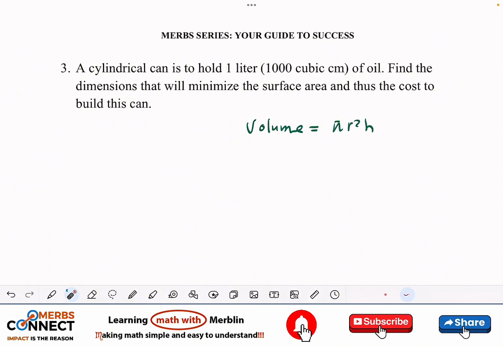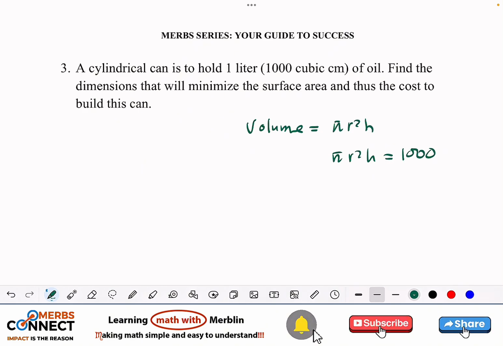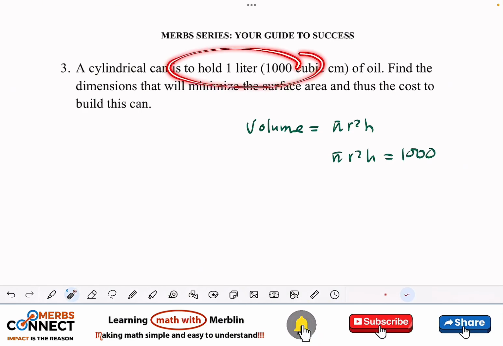A cylindrical can is to hold 1 liter, which is 1000 cubic centimeters, of oil. Fine. So this is the volume that the cylinder can hold. So now I can say that pi r squared h is equal to 1000, because we are talking about the volume here. Now we want to find the dimensions that will minimize the surface area, and that's the cost to build that can.